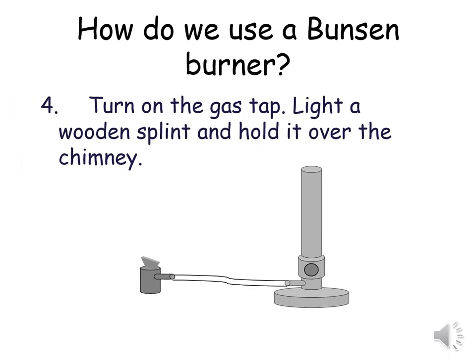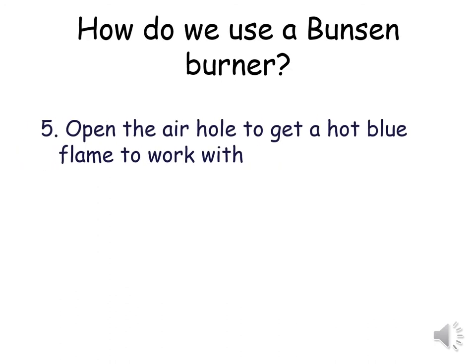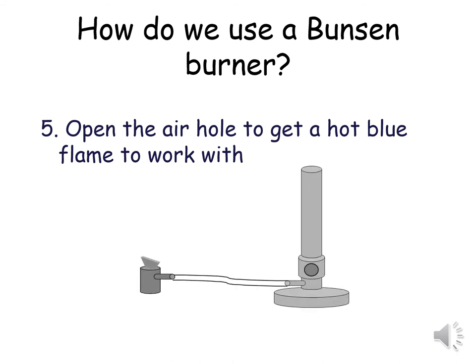Fourth step is to turn on the gas tap, which will allow gas to travel through into the Bunsen burner. And then we would light a wooden splint and hold it over the chimney, so over the top of the Bunsen burner. We hold the splint slightly to the side so that when your lit wooden splint hits the gas, it will light up. Now you should see an orange flame on your Bunsen burner.